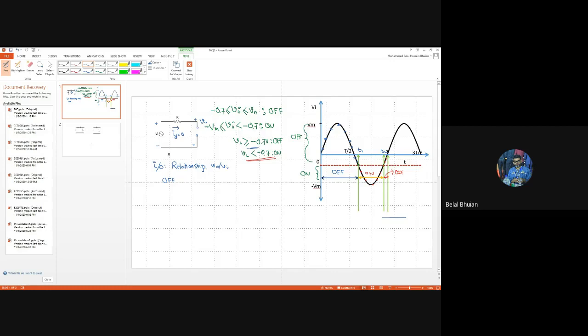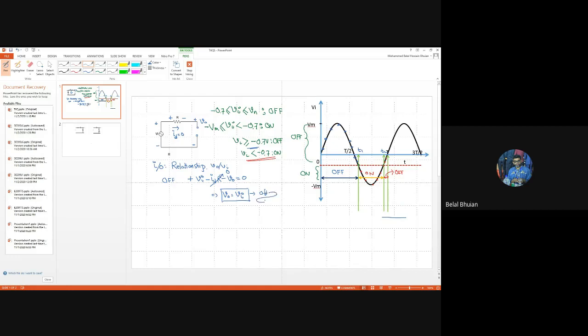If I apply KVL, then you can easily find the relationship between Vo and Vi. If you apply KVL, you get plus Vi minus ID R minus Vo equals 0. Now we know that ID is equal to 0. So that gives us Vo is equal to Vi. So this is the input output relationship when the diode is off.